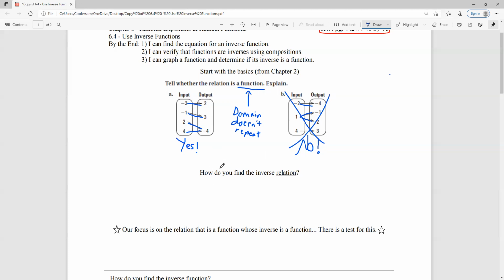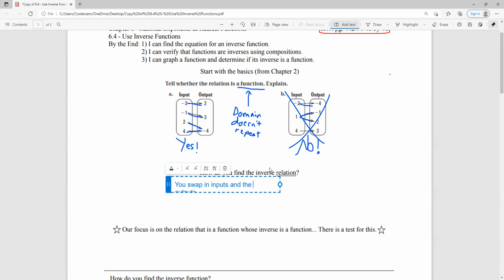Okay, next it says, how do you find the inverse of a relation? Well, to find the inverse of a relation, all you have to do is swap the inputs and the outputs. That's all you have to do to find the inverse of a relation.